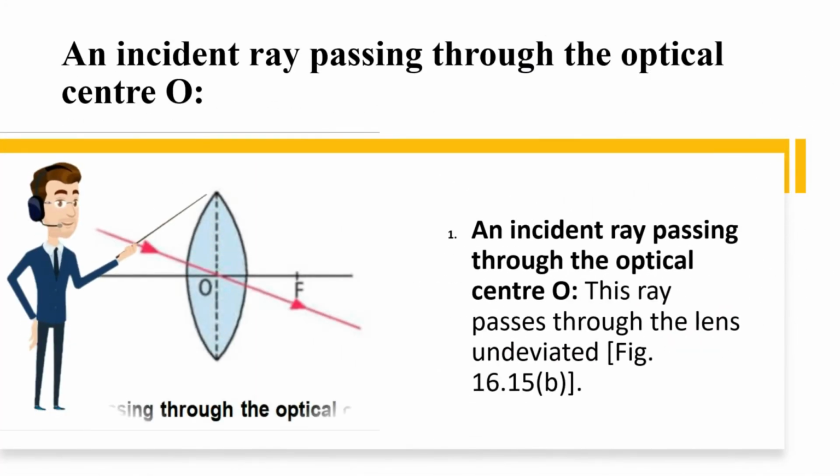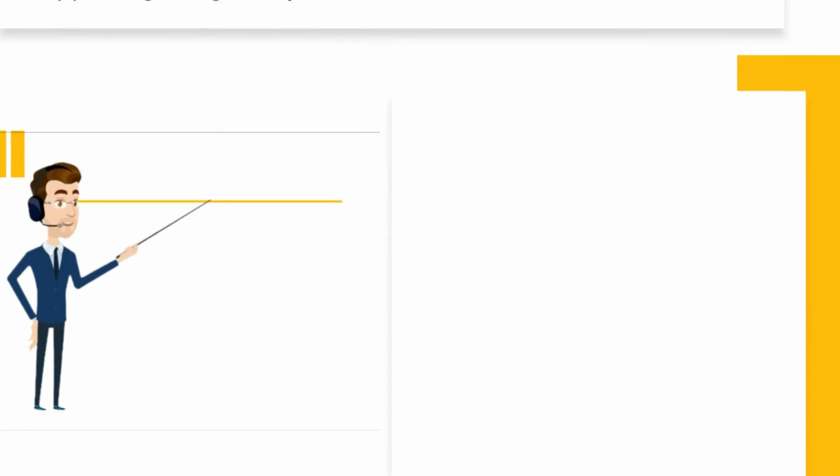An incident ray passing through the focus: this ray passes through the focus of the lens and becomes parallel to the principal axis after refraction through the lens, figure 16.15c.